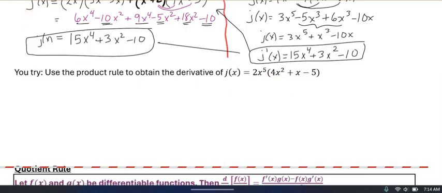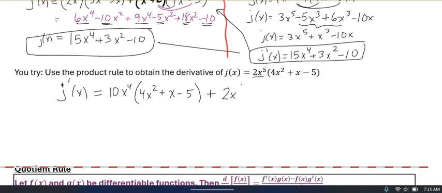Okay, now that you've had a chance to do it, here's what you should have gotten. J prime of x. Let's use the product rule. Derivative of the first, bring the power down, reduce by 1, times leaving the second function alone, don't do anything at all, plus the first function, 2x to the 5th, as is, times the derivative of the second function, term by term. This should have been 8x plus 1. Now, if you distributed and cleaned that up, you could get a more simplified answer, and I'm just going to leave that to you.